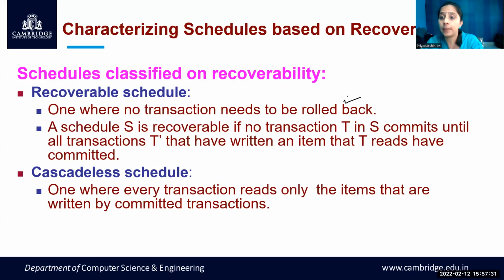When will you go for a rollback? When it is an abort, right? When it's an abort, you will undo all the operations. When it is commit, whenever I'm talking about a schedule, it is more than one transaction. It is not about one transaction. When all the transactions in the schedule are committed, all the operations are over and committed, then only I can have a recoverable schedule because I can do redo operations.